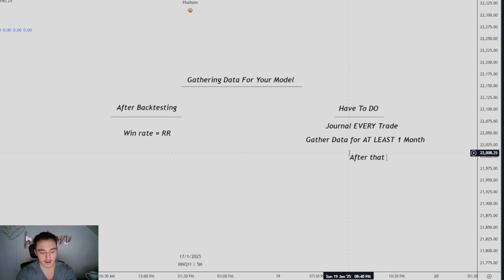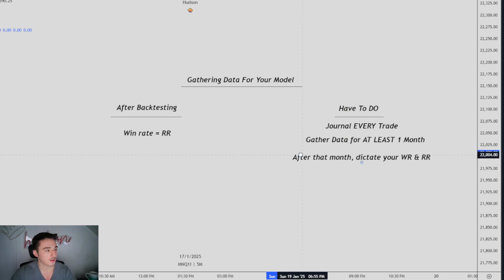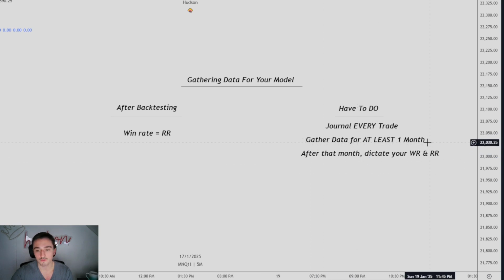After that month, dictate your win rate and RR, right? Okay, so you've live traded for a whole month, paper trading, challenge account, funded account, whatever it is. Gather the data for a month. After that, you've journaled every single trade. Go into the journal, dictate your win rate, and dictate your RR. How are you going to do that?